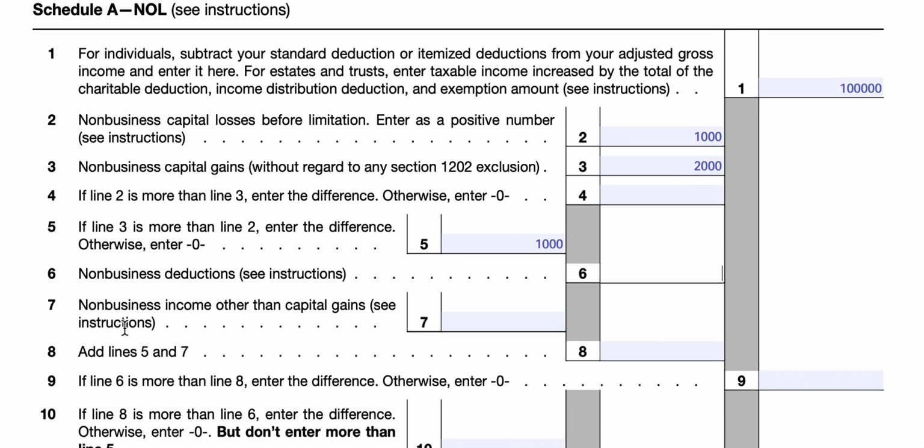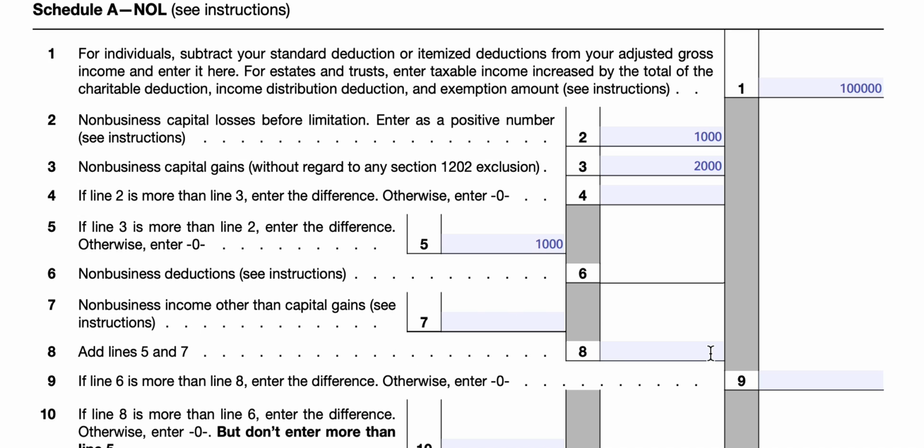So in line 7, you will enter any non-business income other than capital gains. Do not include any business income on line 7, which might include salaries and wages, self-employment income, unemployment compensation, rental income, gain on the sale or exchange of business real estate or depreciable property, or your share of business income from a partnership or S corp. From here, we'll simply start combining according to the instructions.